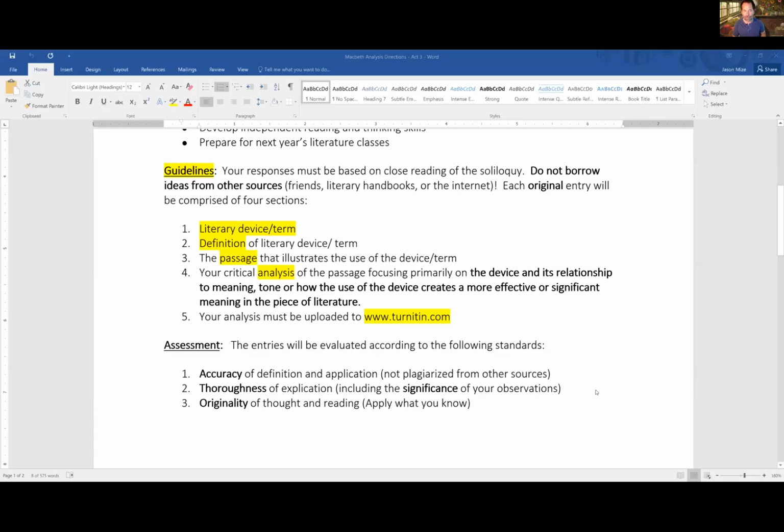So, anyway, back to our analysis. Again, we're wanting to identify those literary terms. If we're going to say imagery, be specific of what type of imagery we're talking about. Is it animal imagery? Is it light and dark imagery? What type of imagery?